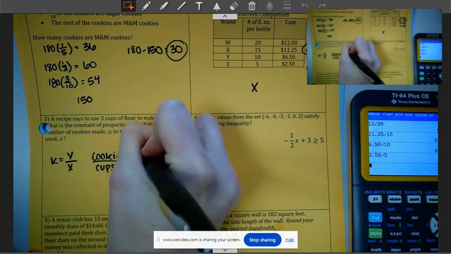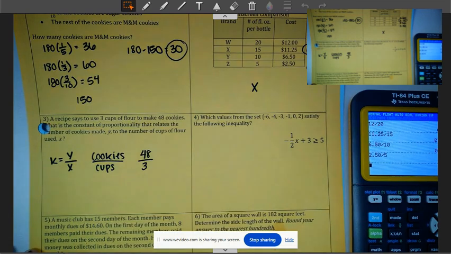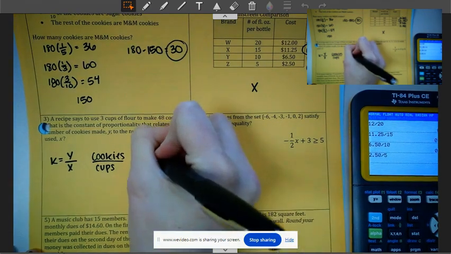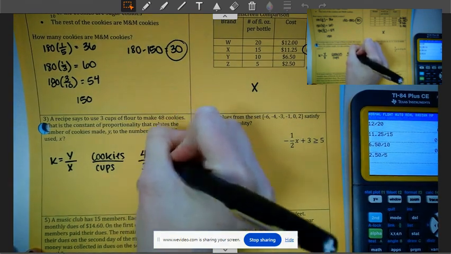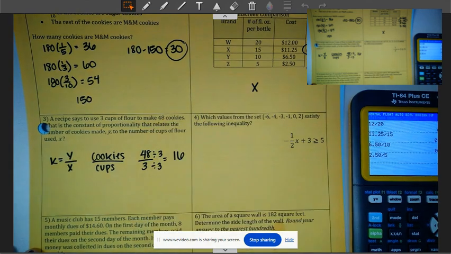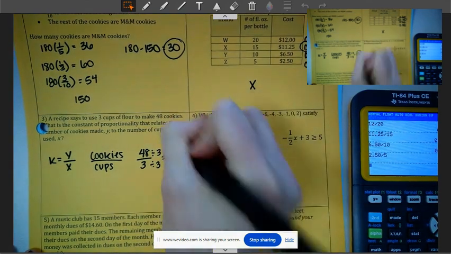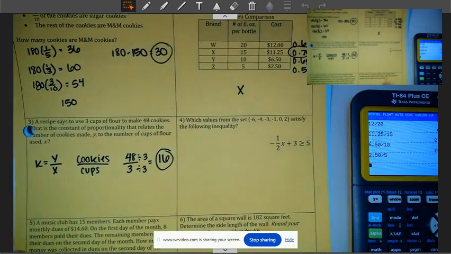Well, it was 48 cookies for 3 cups. I can simplify that by dividing both of these by 3. 48 divided by 3 is 16. 3 divided by 3 is 1. So I don't have to write the 1, which is just 16 cookies per cup.